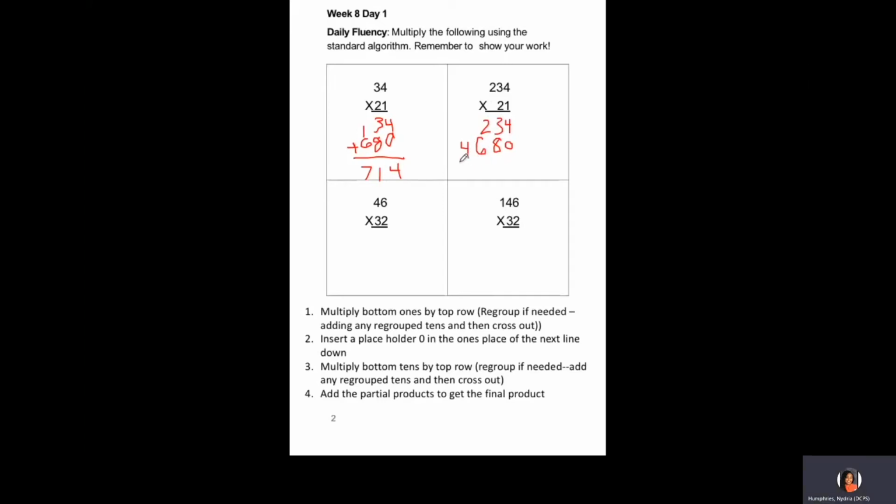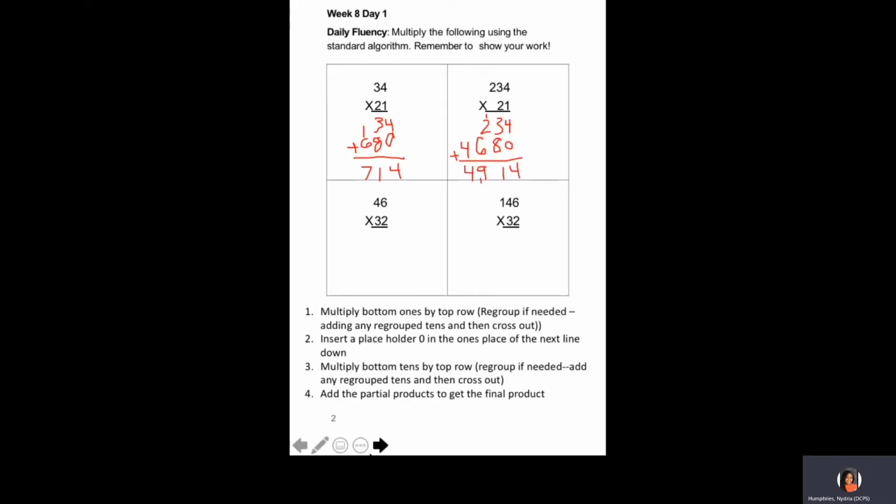Now we're going to add our partial products to get our final product. 4 plus 0 is 4. 8 plus 3 is 11. We're going to carry our 1 here, so we have to regroup. 6 plus 2 is 8, plus 1 is 9. And then we're going to bring down our 4 because we don't have anything to add there. So we put our comma here, and our answer is 4,914.